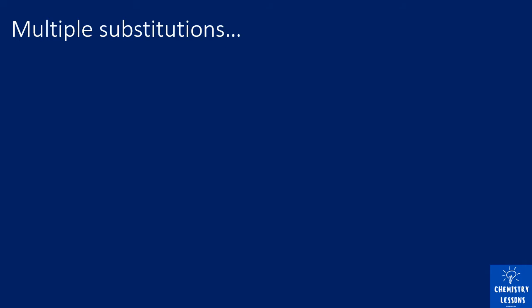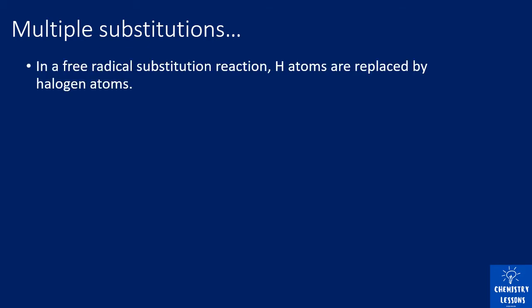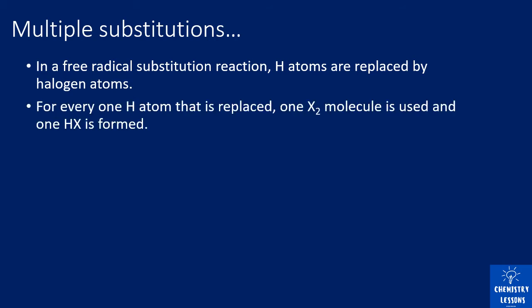One issue you're going to have with free radical substitution of alkanes is that you will often get multiple substitutions. And what I mean by that is you won't just get the monochloro or the monohalogen in terms of one halogen being substituted with one hydrogen. It's quite common to have numerous, okay? So what's happening in this reaction is, just to recap, we've got a hydrogen atom being replaced by a halogen atom, and therefore the term substitution. And for every one H atom that's being replaced, one halogen molecule is used and one HX is formed.